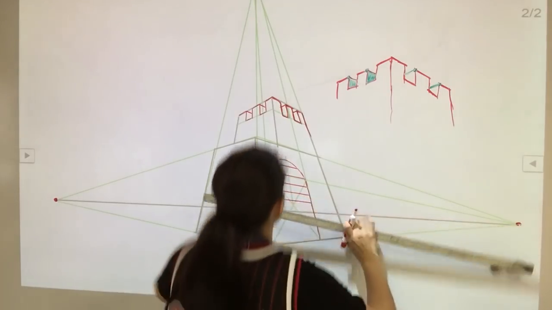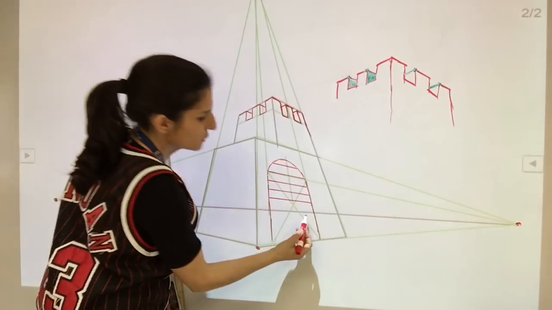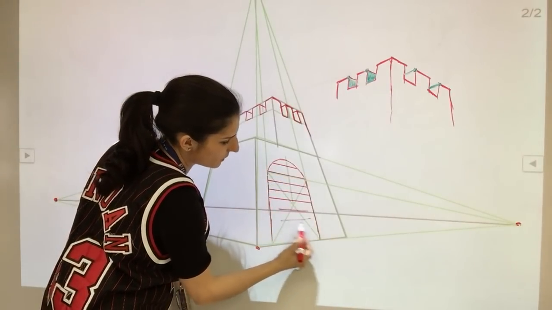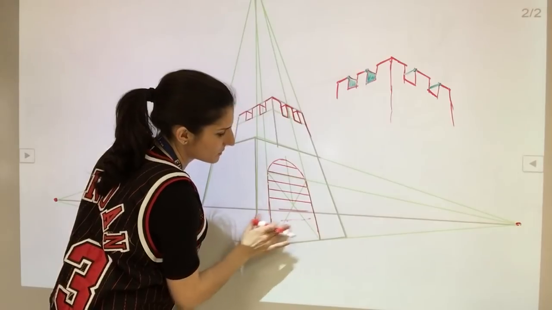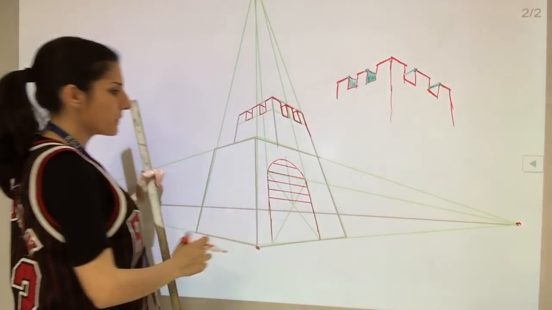Okay, so since my doorway is open, I'm gonna stop there. If your doorway were not open, you would continue those lines going all the way down and they would start to slant the opposite direction, okay? All right, so there's my open door.